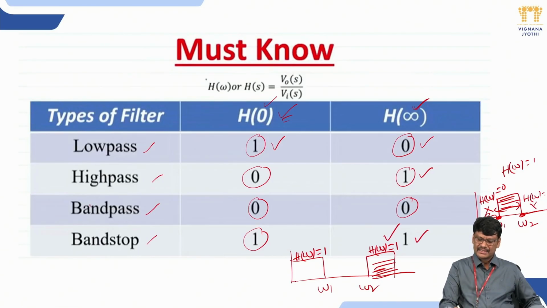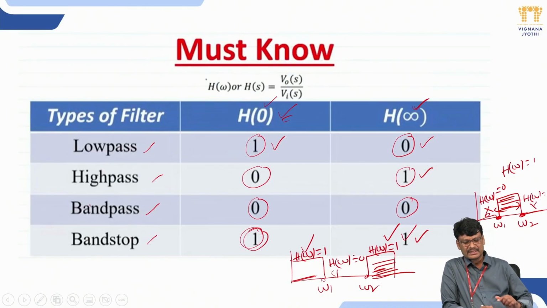For the low frequency signal, less than omega 1, again it passes the signal. That is why here gain is equal to 1, and here gain is equal to 1. In between omega 1 and omega 2, what is happening? This is the stop band. That means gain is equal to 0.